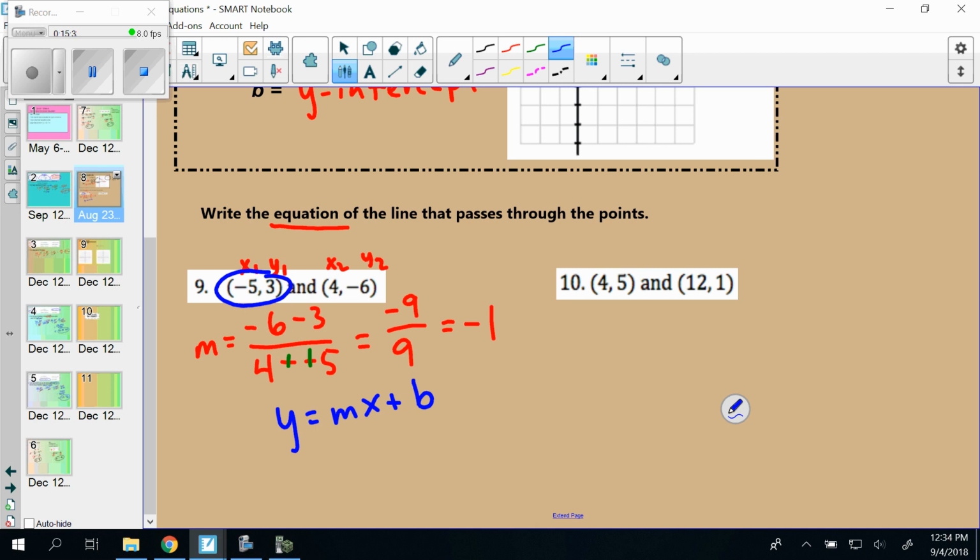This is your x, so that needs to go in for x. 3 is your y, that needs to go in for y. We don't know what the b is. So putting those numbers in, we found our slope as well. Our slope is negative 1, so that goes in for m. X is negative 5. Only thing we're not sure on is what is b. So now we do a little solving and we can figure out what that is.